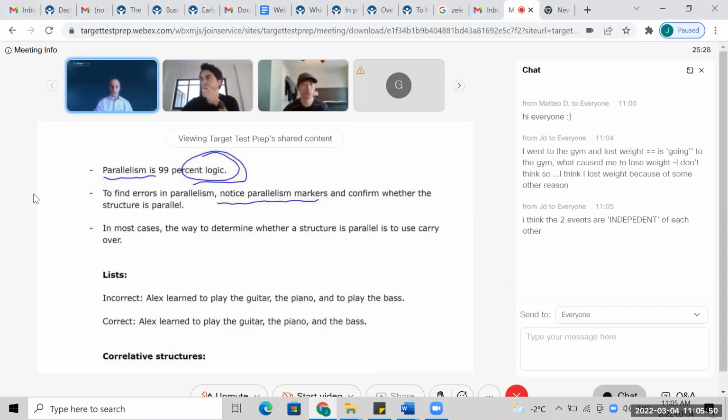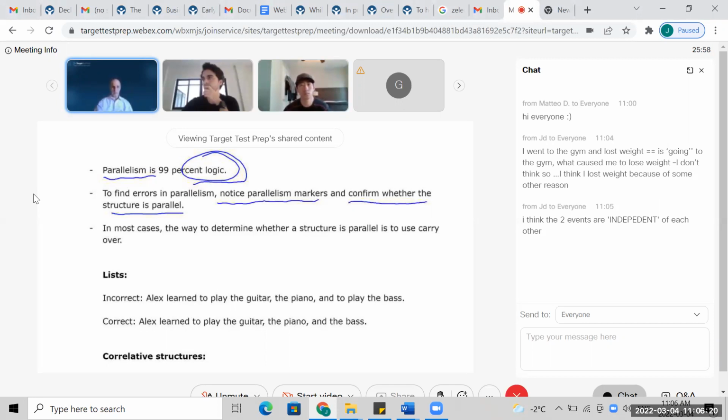And the other part is confirming whether the structure is parallel. In essence, confirming whether it's logical, right? Because if it's logical, it's going to be parallel, and if it's parallel, it's going to be logical. So 99% of parallelism is logical. So our two moves: notice the markers and confirm whether the structure is parallel. Okay, sounds pretty simple. It is, in most cases.